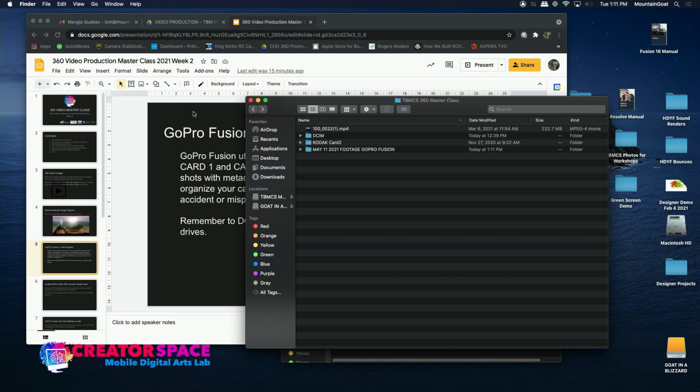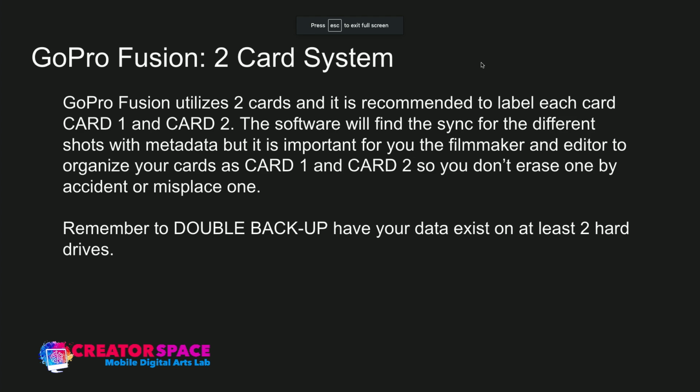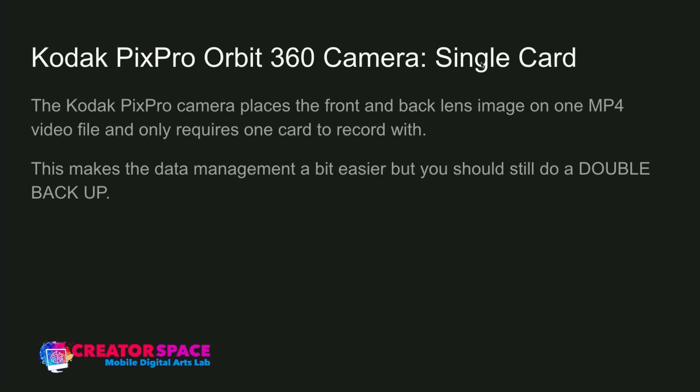Okay, so now let's look at what's the next one here. So the next idea here is the Kodak Pix Pro, that uses a single card. So it's just using one card, and the front and back lens image end up on the one MP4 file only, right? So this one, again, just in terms of what the card looks like, right?